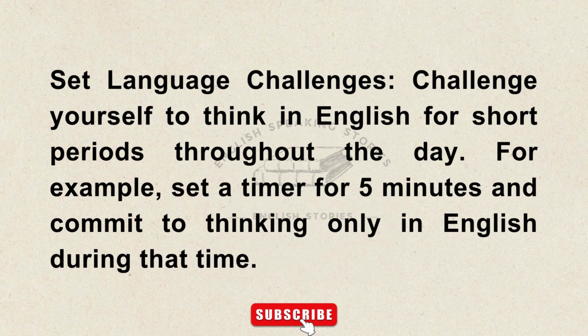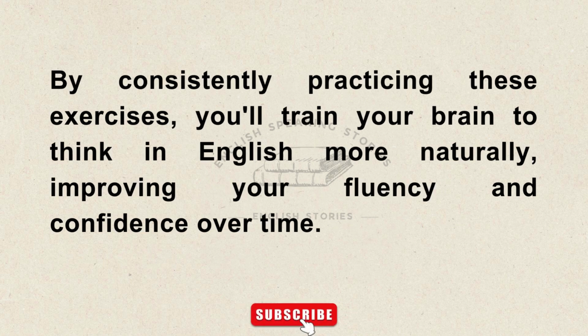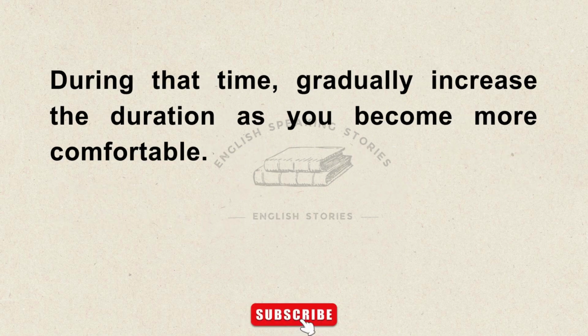Challenge yourself to think in English for short periods throughout the day. For example, set a timer for 5 minutes and commit to thinking only in English during that time. During that time, gradually increase the duration as you become more comfortable. By consistently practicing these exercises, you'll train your brain to think in English more naturally, improving your fluency and confidence over time.